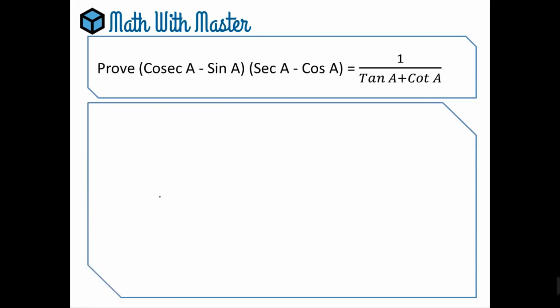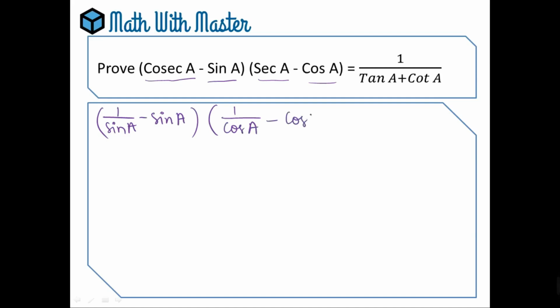We will move towards the next question. This is the next question here. Prove (cosec A minus sin A) multiplied with (sec A minus cos A) is equal to 1 upon tan A plus cot A. So now, 1 upon sin A minus sin A. We can write cosec A as 1 upon sin A, and we can write sec A as 1 upon cos A, so 1 upon cos A minus cos A.